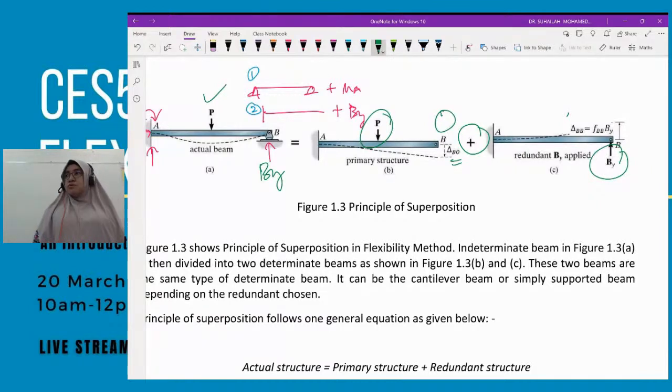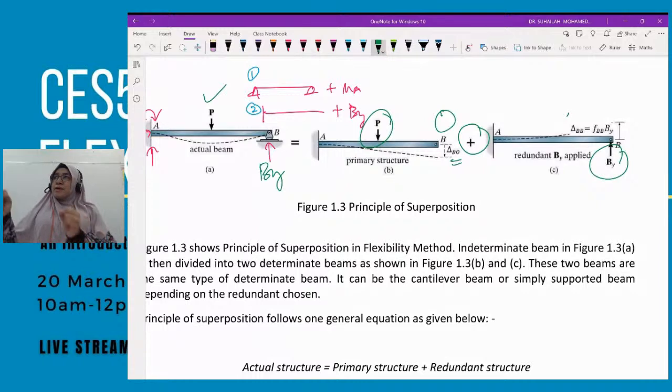Okay. So we must remember the primary beam and the redundant beam are both determinate beams. Same type of beam. Determinate beam. Stable. Okay. Different in loading. Primary structure, okay, is a determinate structure subjected to all external loading. What we remove is only the roller, the redundant.